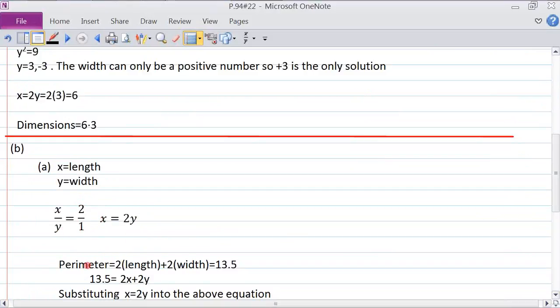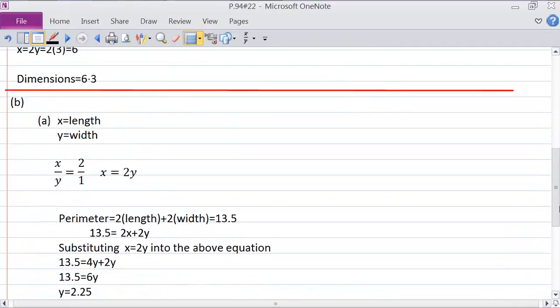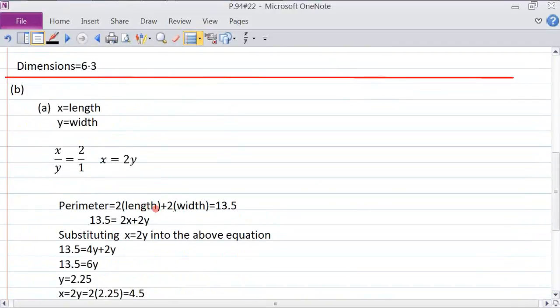So first of all, we know that X to Y has to be 2:1. So X equals 2Y. The perimeter is twice the length plus twice the width. X is the length, Y is the width. So we have 2X plus 2Y equals 13.5. We are given the perimeter in the problem right here. So twice the length, twice the width is the perimeter. 2X plus 2Y equals the 13.5.